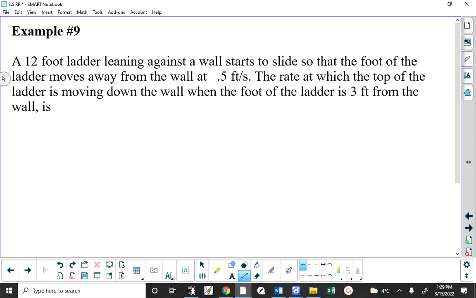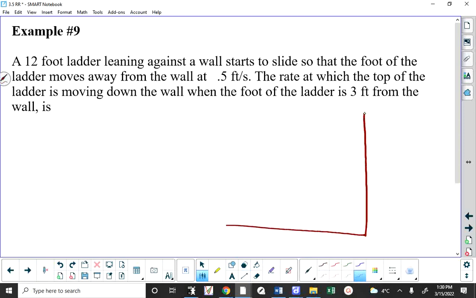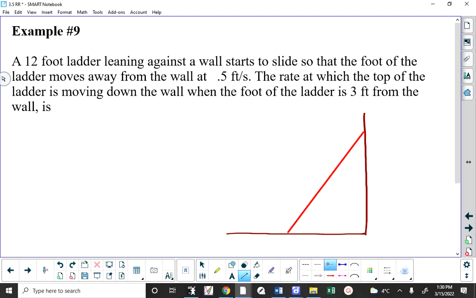So what do we have? Well, let's sketch this. You've got a wall, you've got the floor, and you have a ladder. The ladder is leaning up against the wall. I'm assuming something here, and what I'm assuming is that the wall and the floor are perpendicular to each other.